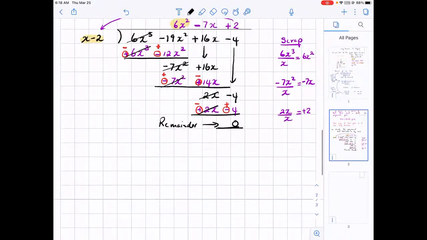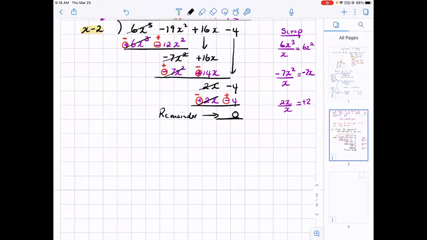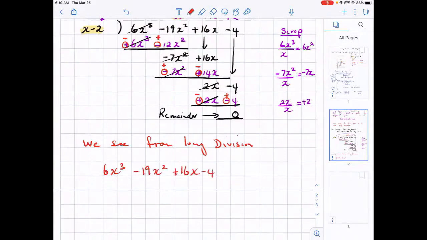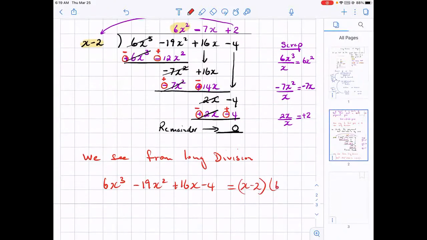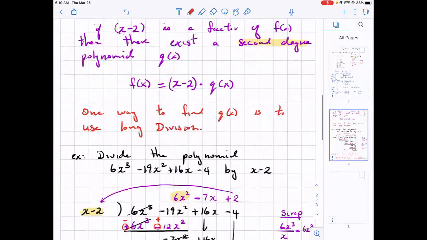So what we can see from long division, okay, from long division, 6x cubed minus 19x squared plus 16x minus 4 is the same as x minus 2 times our quotient, which is 6x squared minus 7x plus 2. Okay? Plus 2.